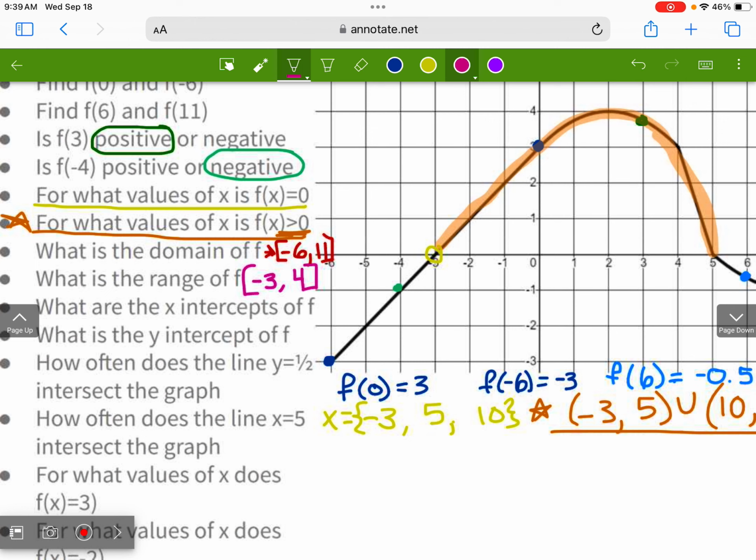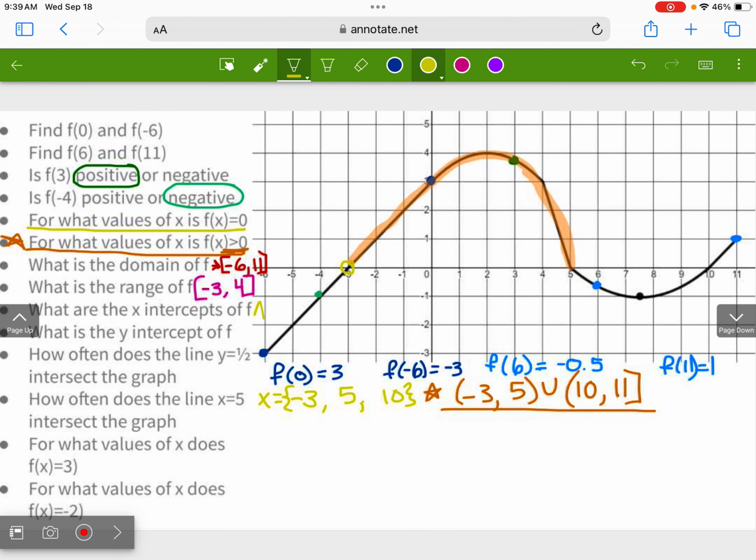What are the x-intercepts of F? -3, 5, and 10. We've already written those once. The zeros are the x-intercepts of F. The very highest place that it goes. Right there.